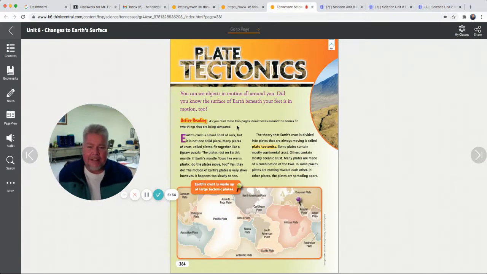Plate tectonics is the next thing we're going to talk about. You can see objects in motion all around you. Did you know the surface of the Earth beneath your feet is in motion too? What? Well, let's read about it.